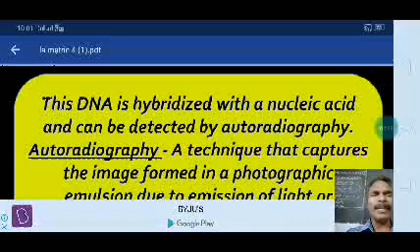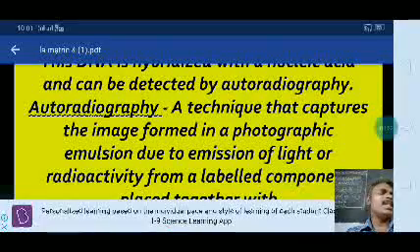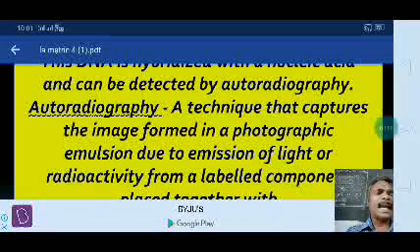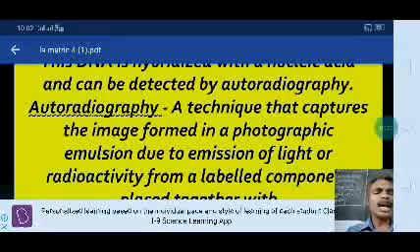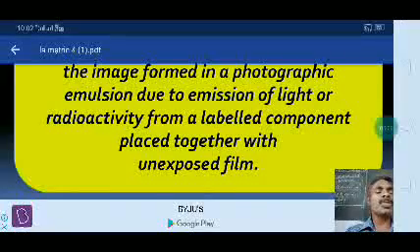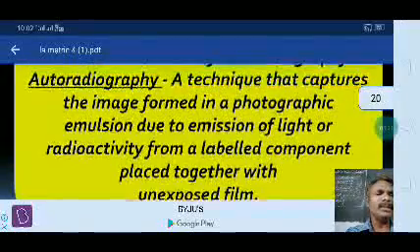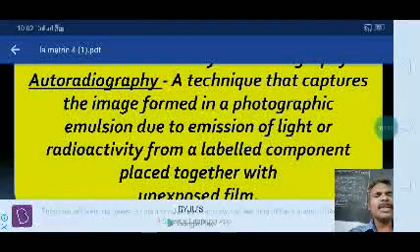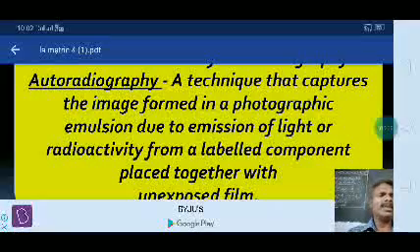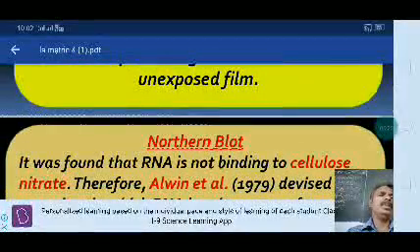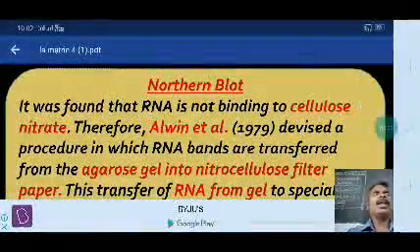What do we mean by autoradiography? Autoradiography is a technique that captures the image formed in a photographic emulsion due to emission of light or radioactivity from a labeled component placed together with unexposed film. That is called autoradiography.